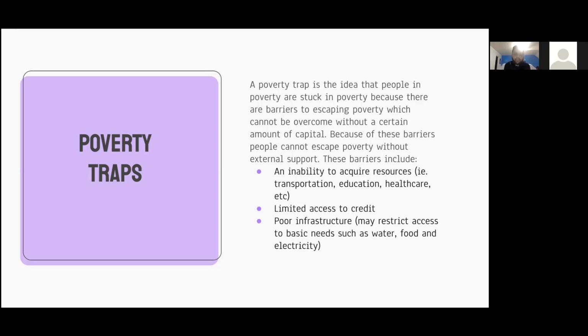And the third and most evident one is poor infrastructure. This might be a lack of access to basic needs such as water, food, and electricity, which effectively prevents you from mobilizing your resources and getting out of the impoverished situation that you find yourself in.